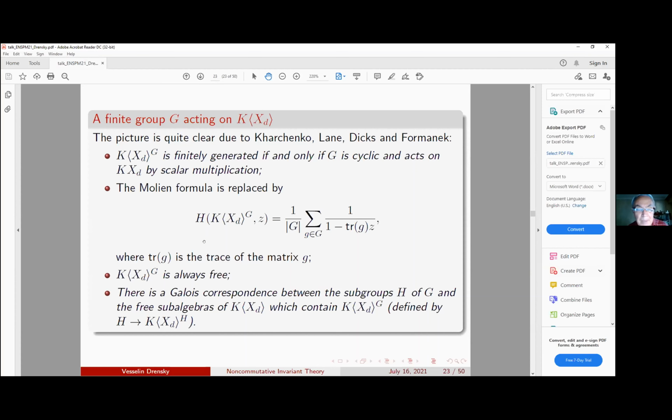The Molien formula is replaced by something similar, but instead of products of determinants, you have a sum of traces of the matrices. Of course, the algebra of invariants is always free. And there is even a Galois correspondence between the subgroups of G and the free subalgebras which contain the algebra of invariants. So this is simply the correspondence where to each H you put in correspondence the invariants of this H.